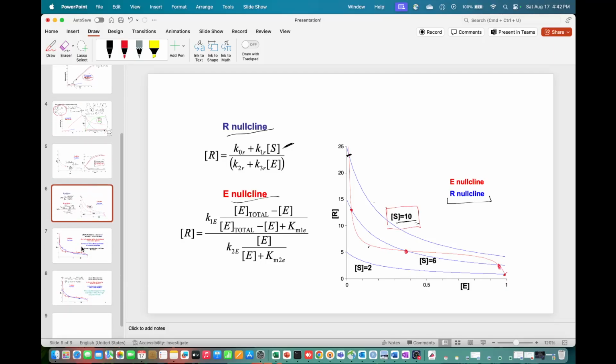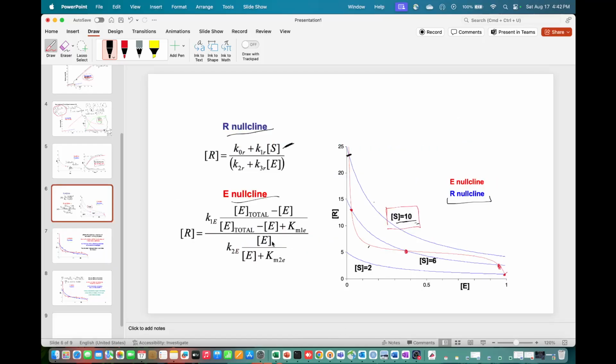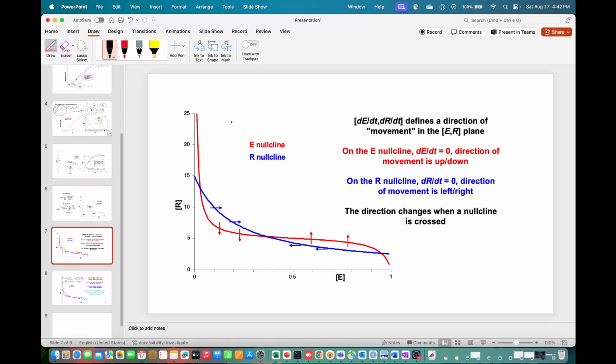Okay, now you want to check the stability of the steady states, right? You have 1 or 3 steady states. So for S equal to 6, there are 3 steady states, this and this. Now you want to check the stability of the steady states.